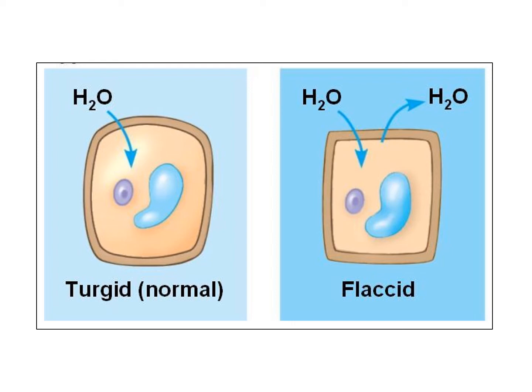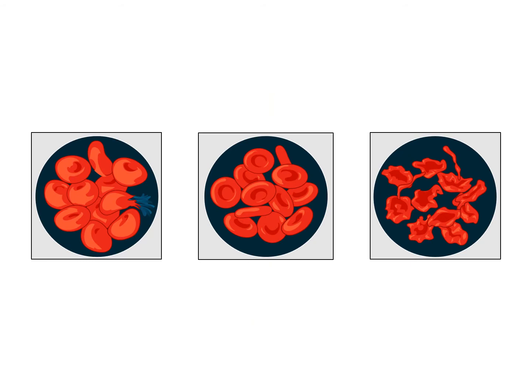By comparison, the lack of a cell wall in animal cells means these structures risk bursting if too much water passes in, or shriveling if too much passes out. In both instances, this osmotic damage can have a significant impact on the health and function of the cell.